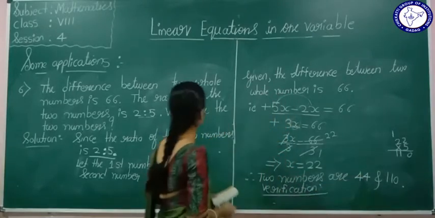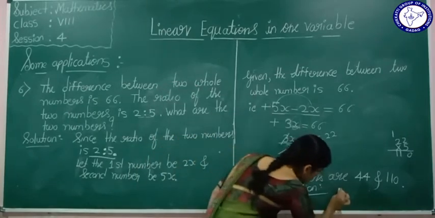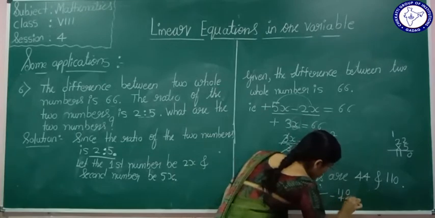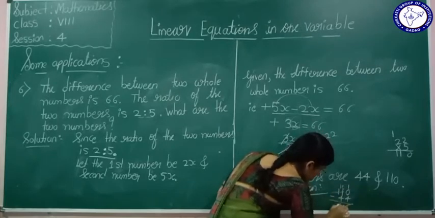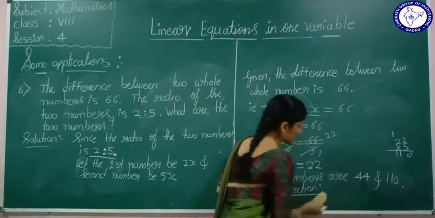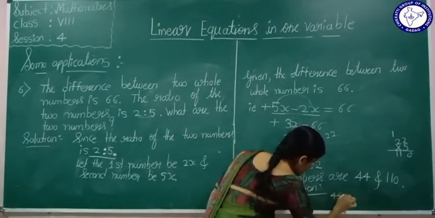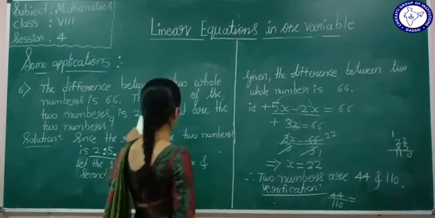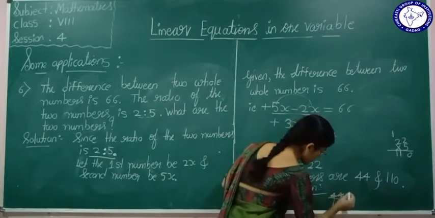Verification, see students. The difference between the two whole numbers is 66. Is it? See, 110 minus 44: 10 minus 4 is 6, and we got 66. Correct. Again, what ratio have they given us? The ratio they have given is 2:5. Yes or no?